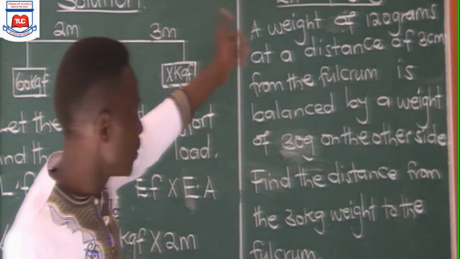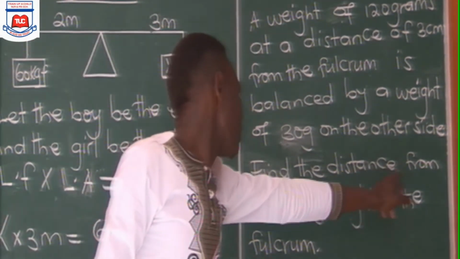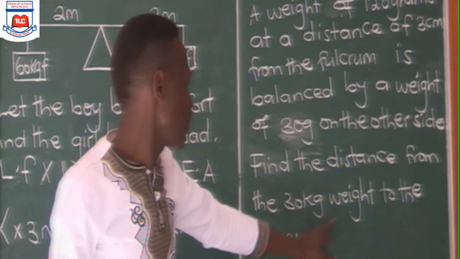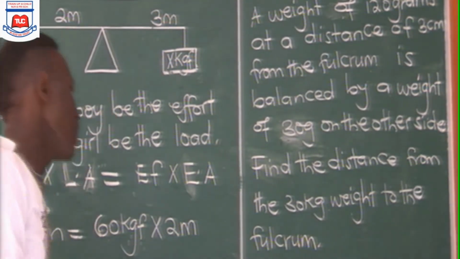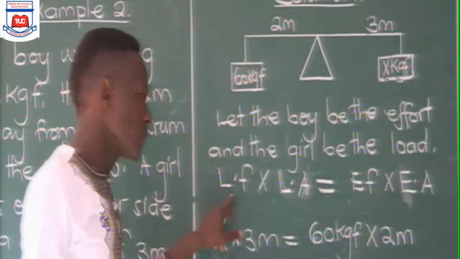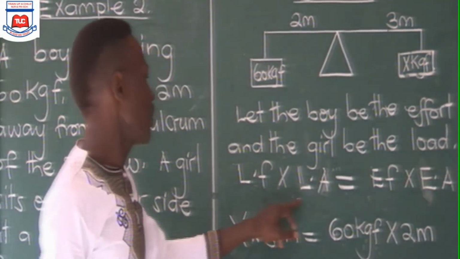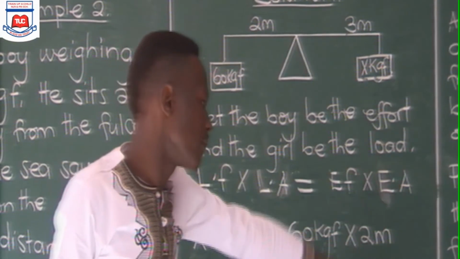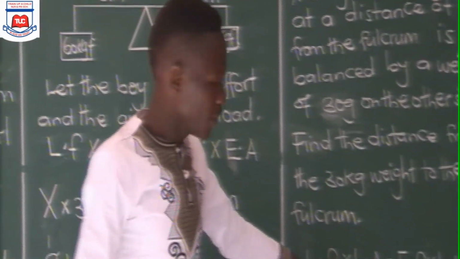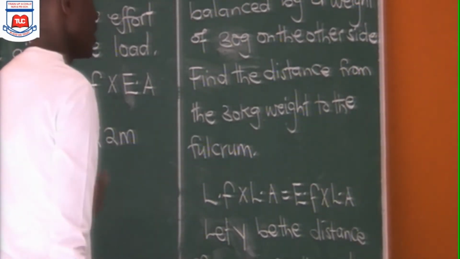If not, you can say seesaw, if not a crowbar. Find the distance from the 30 kilogram weight to the fulcrum. Here, we are going to use the same principle that says the load force multiplied by the load arm is equal to the effort force multiplied by the effort arm. It is here, well stated. So this is the formula we are going to use to find the distance.